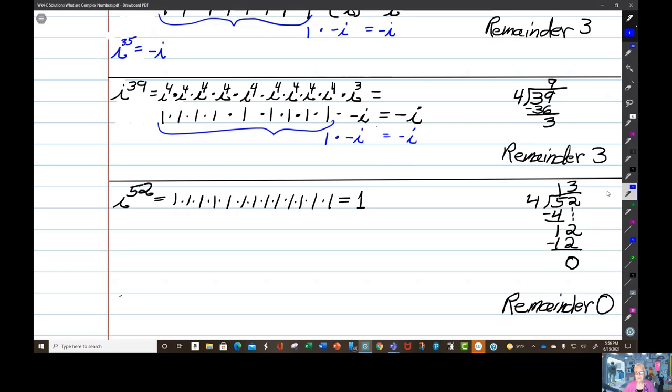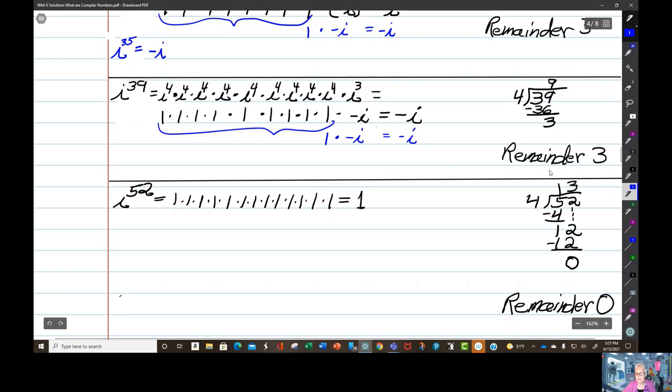Let's try i to the 52. We're going to do the same thing. 4 into 52, let's see, 4 goes into 5 1 times. 1 times 4 is 4. 5 minus 4 is 1. Bring down the 2. 4 goes into 12 3 times. 3 times 4 is 12. 12 minus 12 is 0. So we have remainder 0.